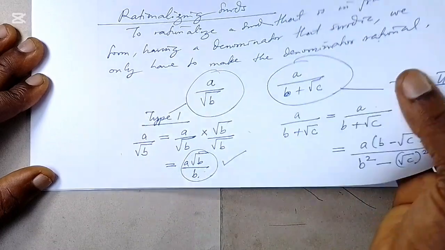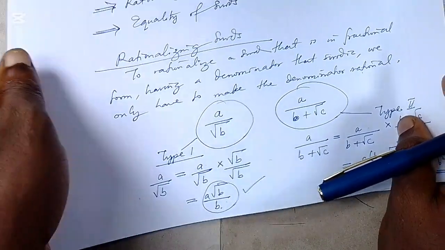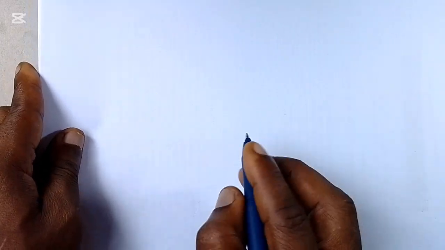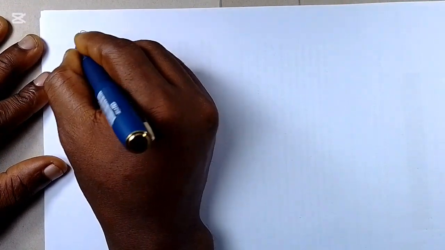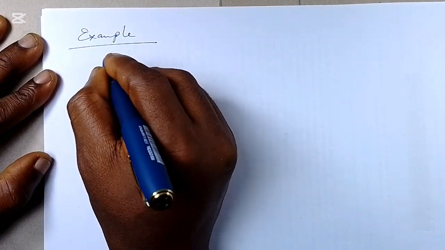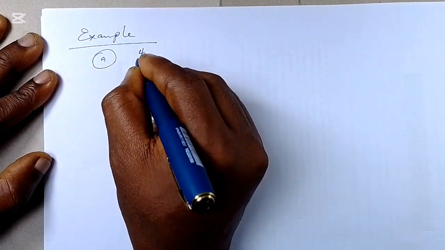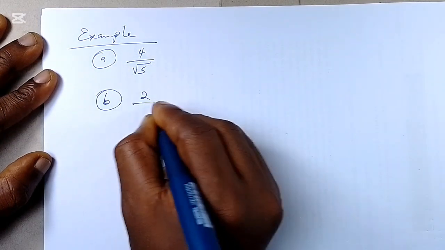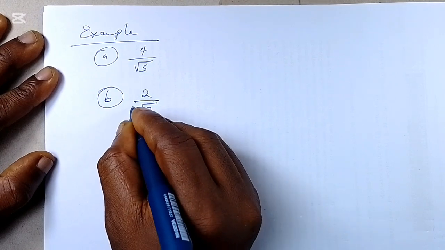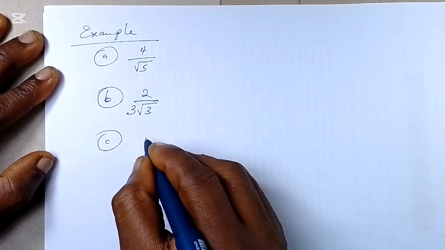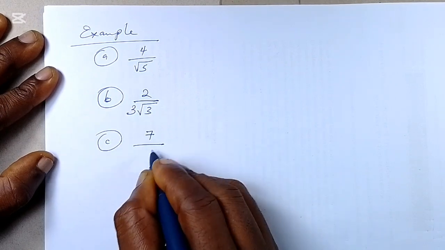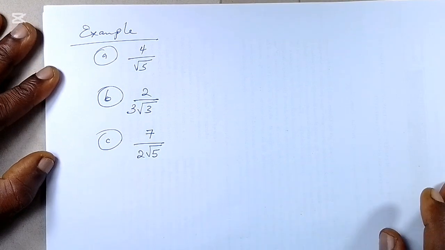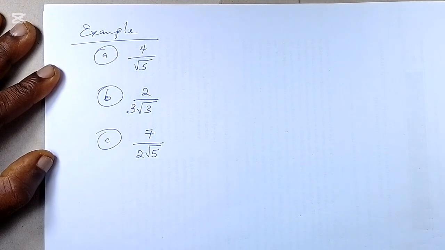Now let us take examples. I'm going to take you through several examples to explain rationalization in detail. So let's go through some examples. If I ask you, as an example, to rationalize the surds: (a) 4 over root 5, (b) 2 over root 3, or let's put 3 root 3 here, and (c) 7 over 2 root 5. What would you do? These problems are simple, you need not worry.